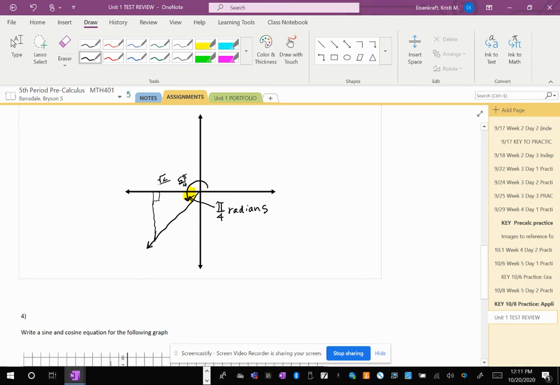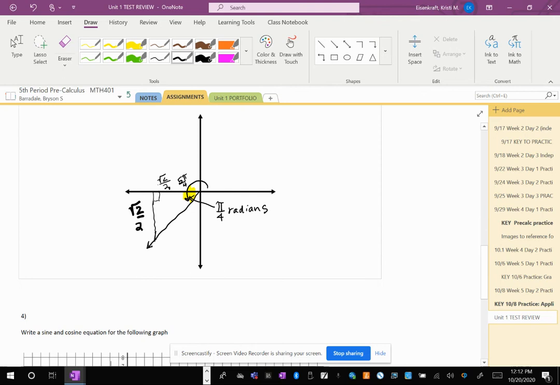I don't know why, stupid pen. Let's try this. It's still jumping. Stupid pen.